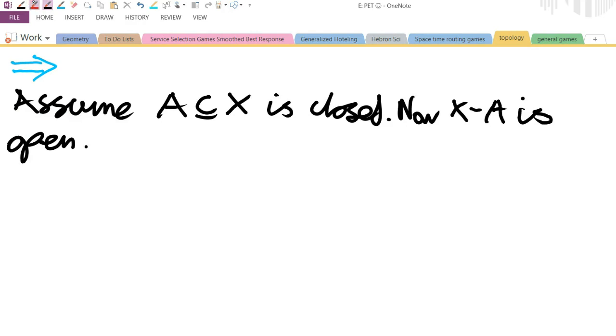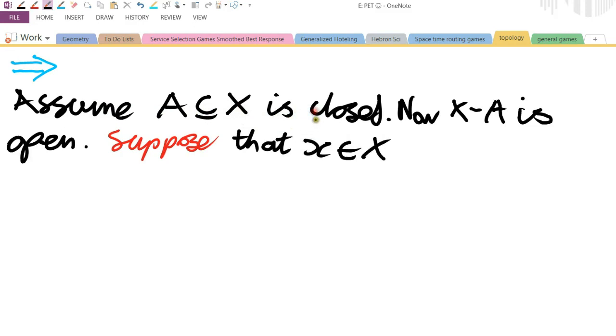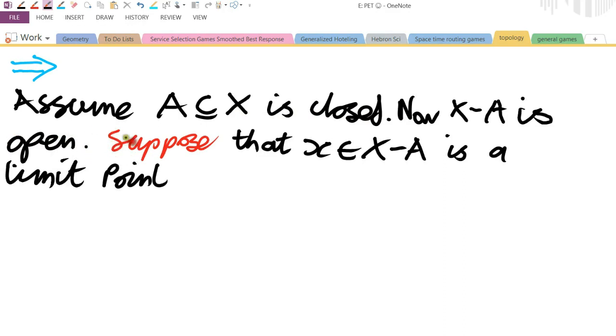I should put suppose in red, since this is the start of our reductio ad absurdum argument. Suppose that little x, belonging to the complement of A, is a limit point of A.